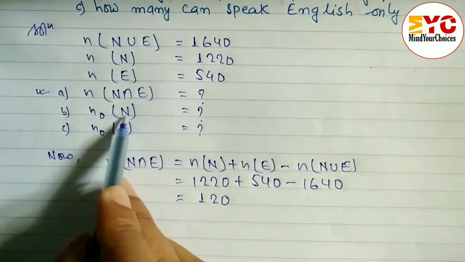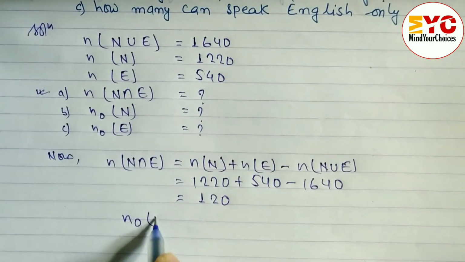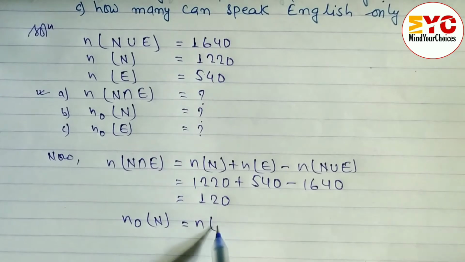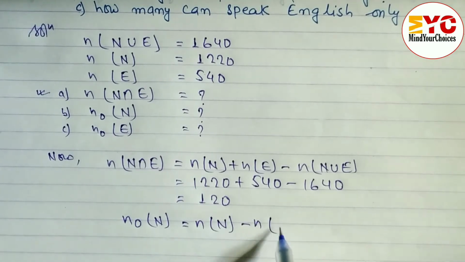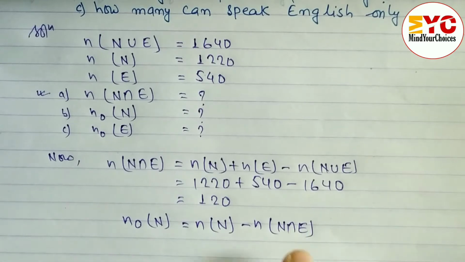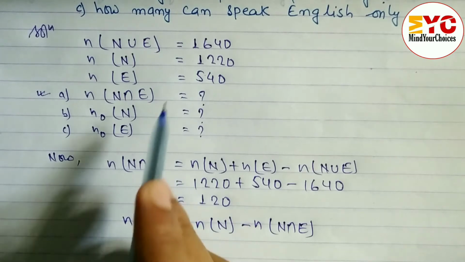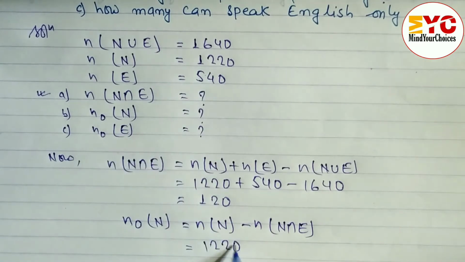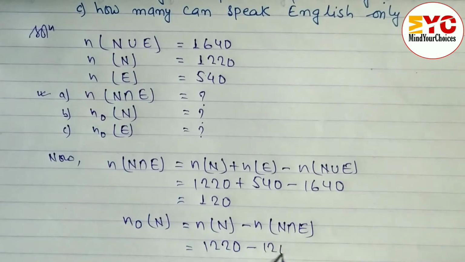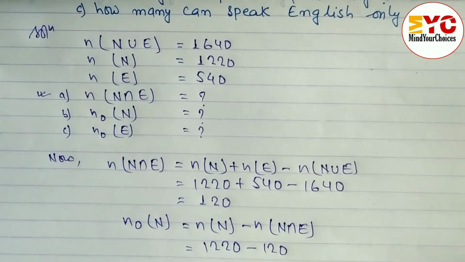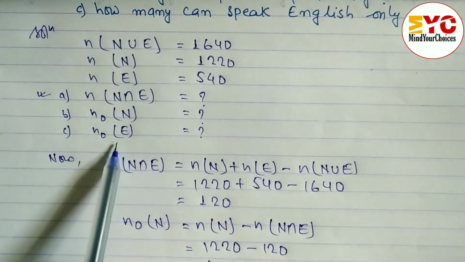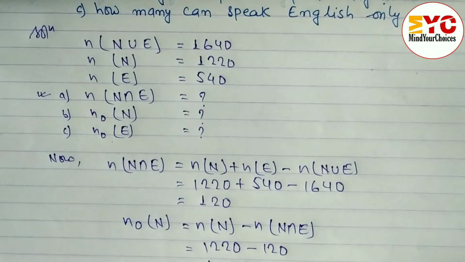Next, we have to find N only. To find this, we have another formula: n(N) minus n(N intersection E). We have to subtract the intersection from n(N) to get only Nepali. So n(N) is 1220 minus the intersection 120, and when you subtract this we get 1100.